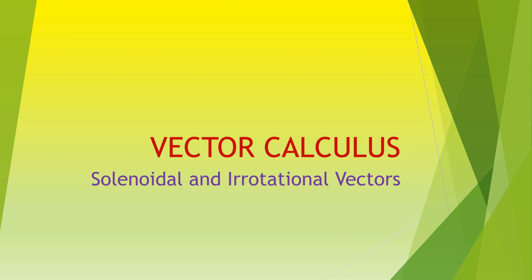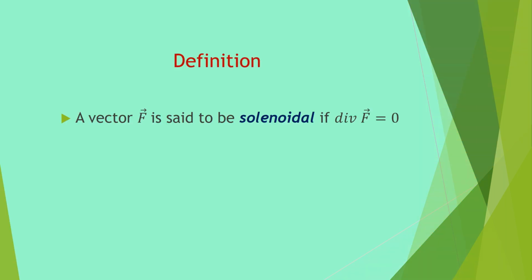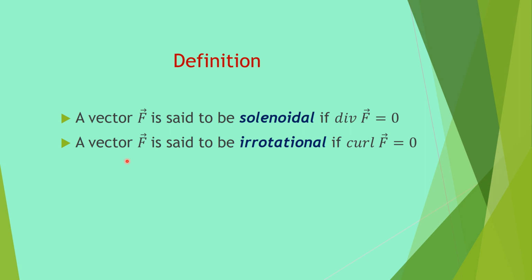So let me move to the topic. Let me define some definitions. The first definition: a vector F is said to be solenoidal if divergence of F is equal to 0. Whenever divergence of any vector is 0, we call it a solenoidal vector. Similarly, a vector F is said to be irrotational if curl F is equal to 0. If curl F is 0, then we say that vector is irrotational.